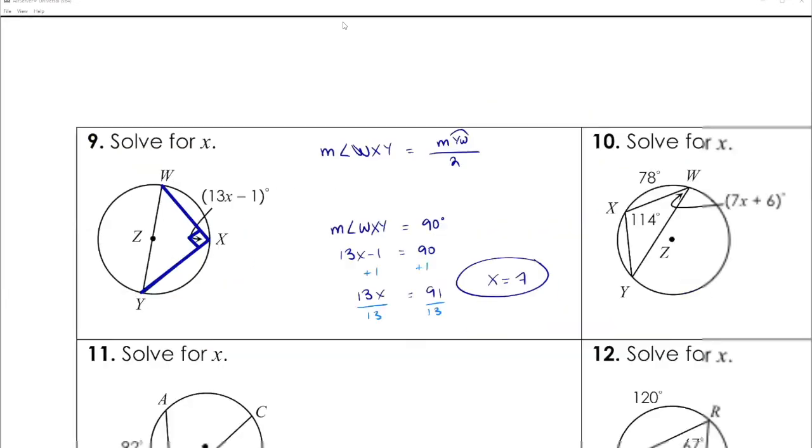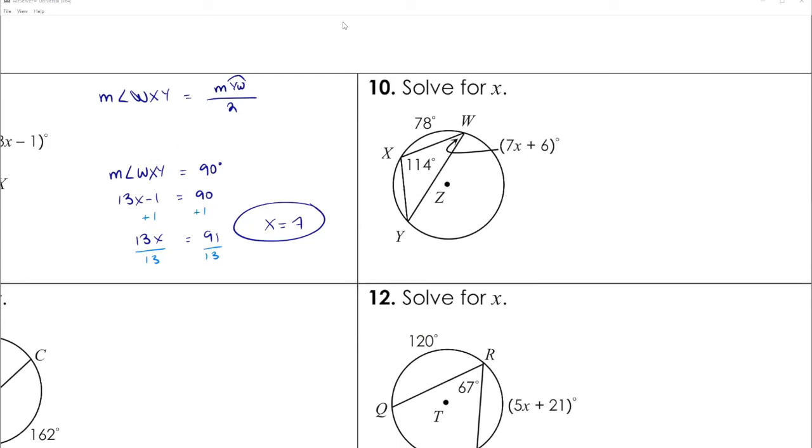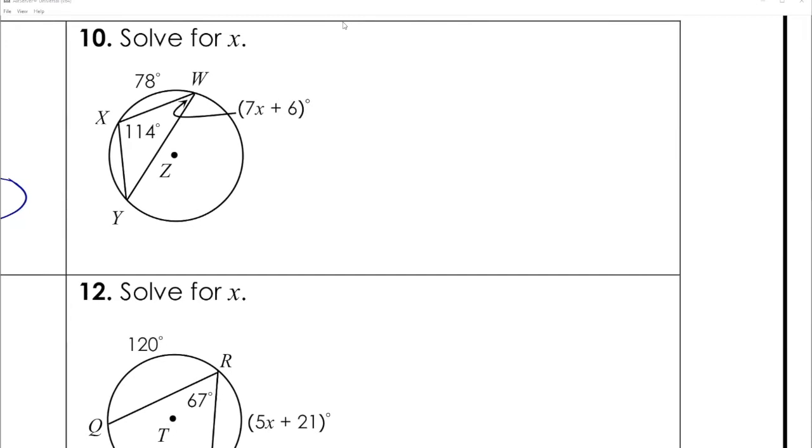Number 10, they're going to reach back into our geometric capabilities. They want us to find x. Inscribed on the diameter. So number 10, they want us to solve for x. However, x is not on the angle they gave or the arc they provided with us.